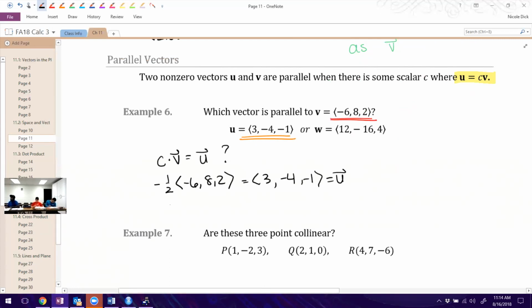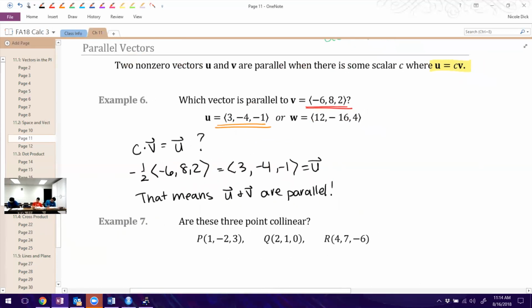So this is basically saying that yes, u and v are parallel. And again, there's no real test we're doing for this, and that's not a complicated procedure. It's just, does it work or does it not?